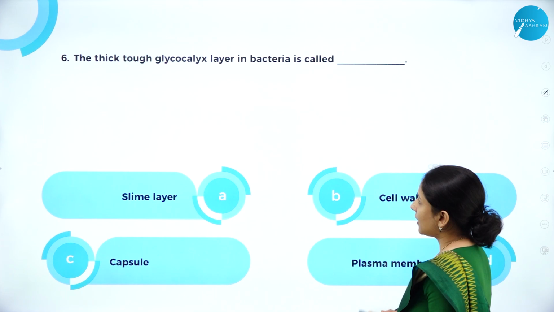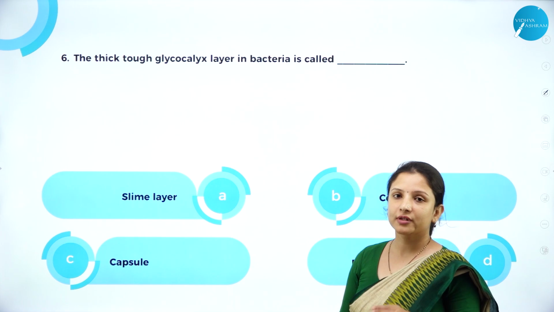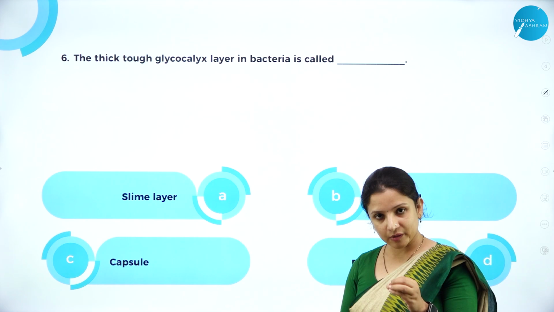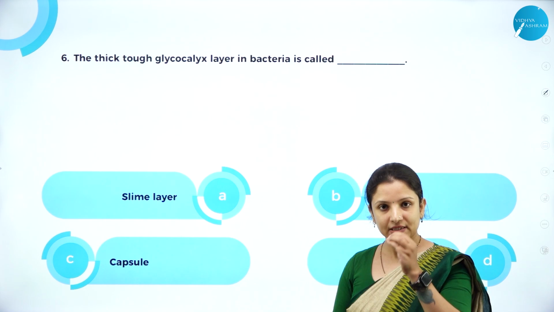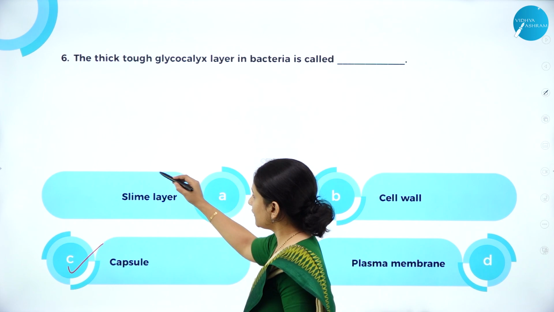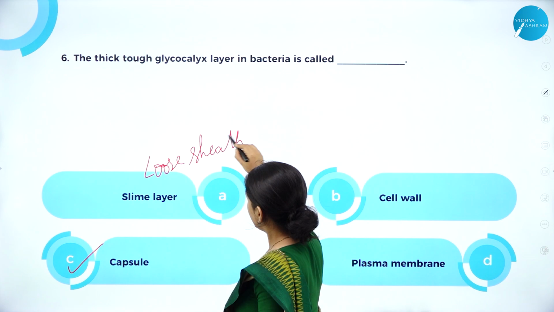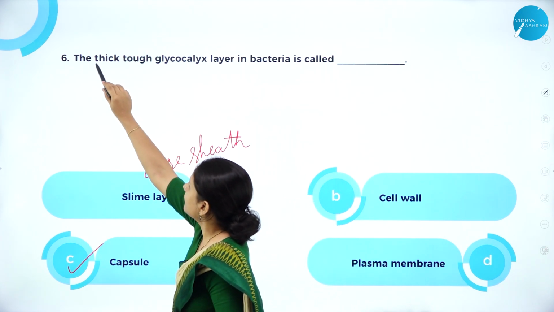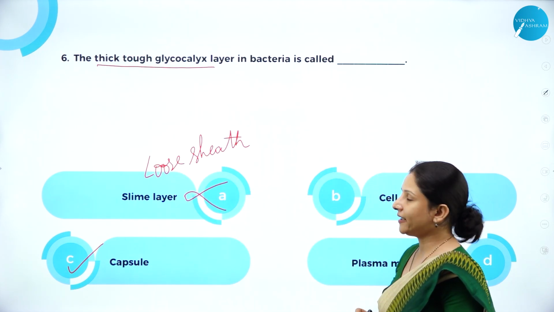Next, the thick tough glycocalyx layer in bacteria is called. So we got to know that in some of the bacteria, the glycocalyx can be thick and tough. In some of the bacteria, the glycocalyx can be arranged in the form of a loose sheath. Now, if it is thick and tough, what is it called? It is called as a capsule. If it is in the form of a loose sheath or loose covering, it is called as slime layer. So the question here is, it is thick, tough glycocalyx. So that layer is nothing but capsule. Option C is the right answer here.